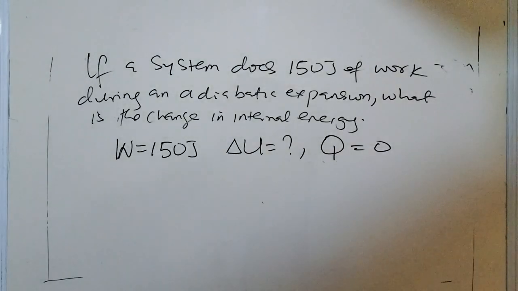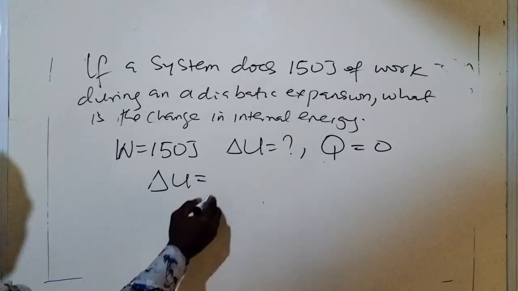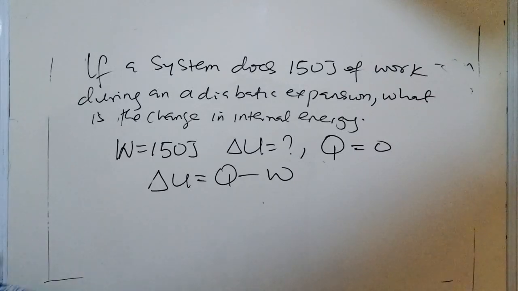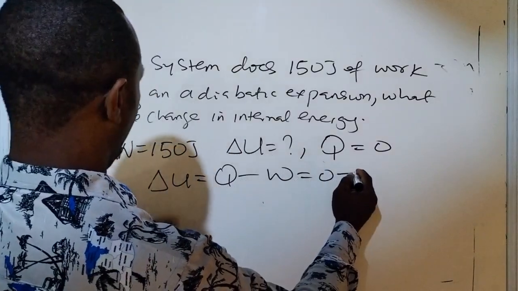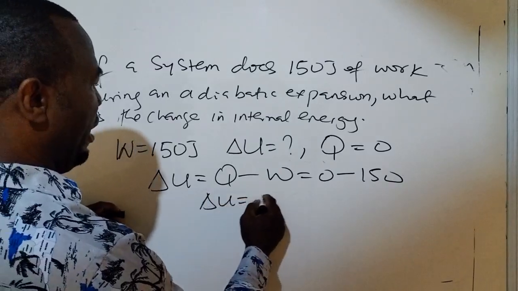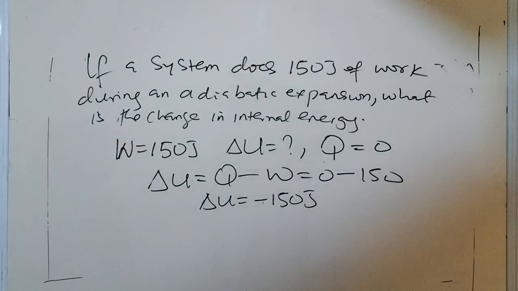So solving this problem now, we apply the equation for the first law that says change in internal energy is given by Q minus W. So since it's an adiabatic process, Q is 0, we now have 0 minus the work, 150. So the change in energy becomes minus 150 joules, negative 150, since our Q is 0. So you see, that's why the answer is negative.